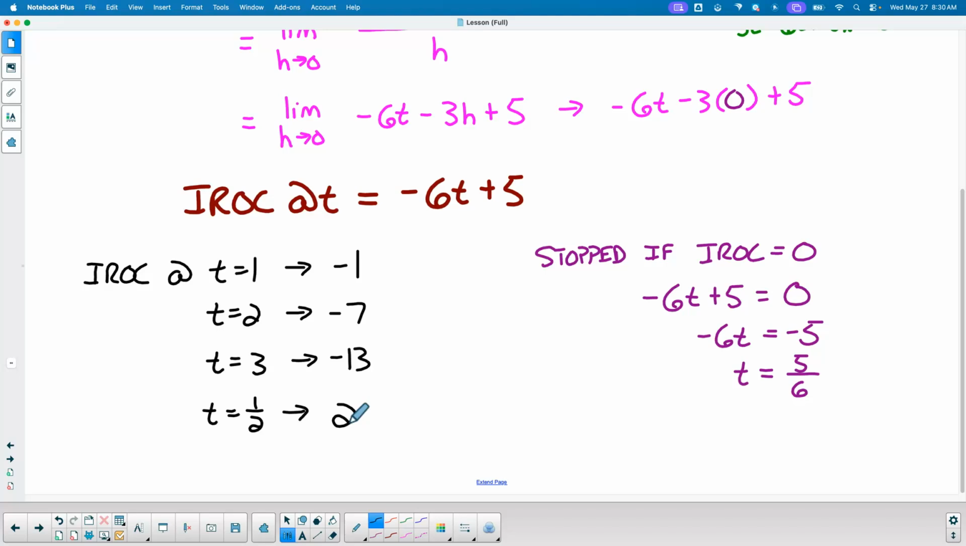I'm stopped. Then what? Now I go back. So it's that little jump forward first, and then I go backwards. And we can get all of that from this. We know when that object stopped. We know that it was accelerating negatively, so going faster and faster backwards. And we know that it had a positive IROC less than 5/6. All right? Love it.